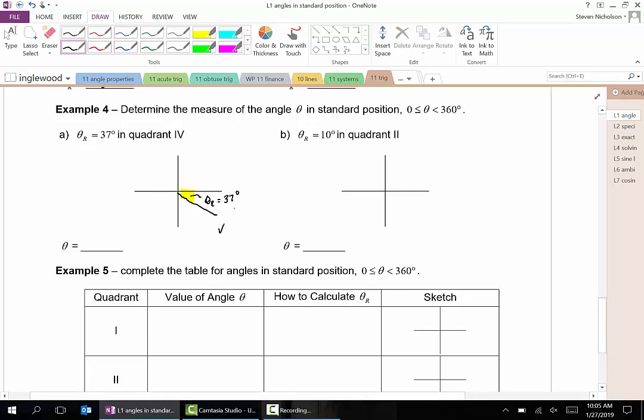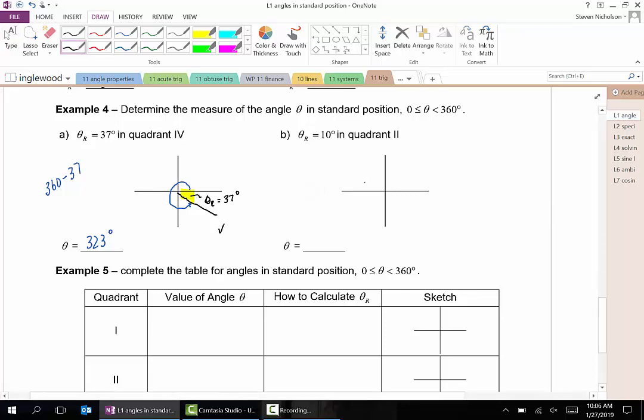But this time, we're doing the opposite. We want to know the theta. And theta is this angle right here. So theta is equal to a full rotation of 360 minus that 37, and that's going to equal 323 degrees. So again, our angle in standard position is 323 degrees. So we're just reversing the process. Okay, in our next one, theta r is 10 degrees in the second quadrant.